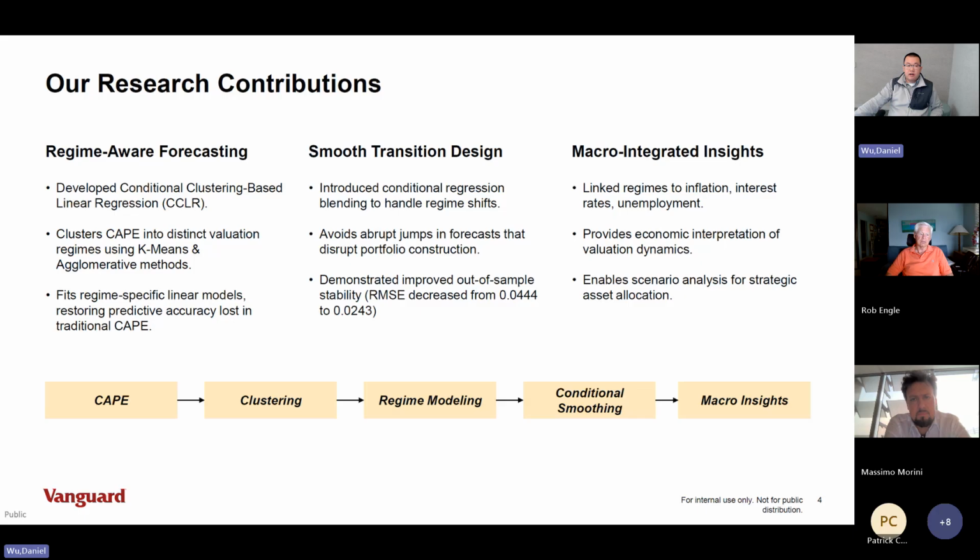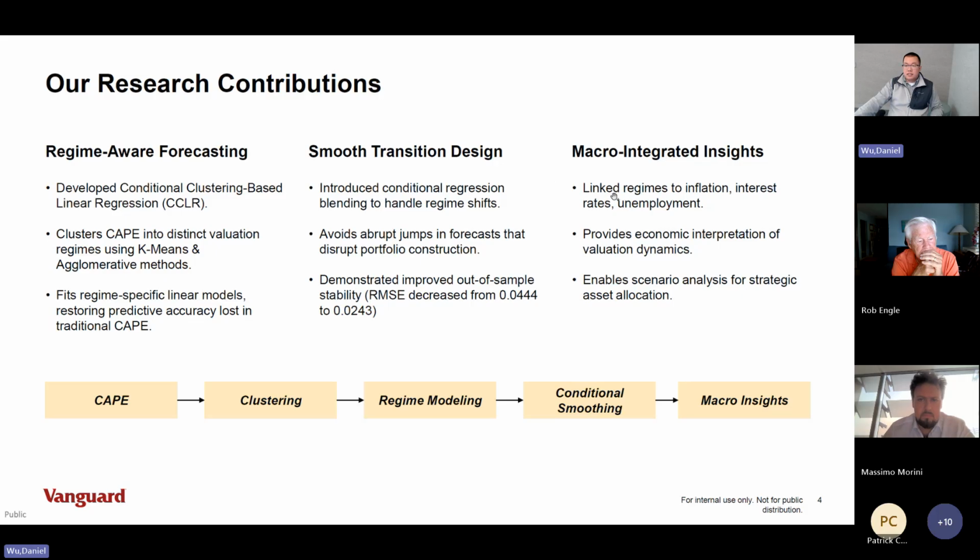CCLR includes two parts. The first part is really CLR, which is to cluster. After we cluster, we build different models, and then we add another C to make it smoothing. So it's really three steps. We cluster into different groups, in each group we regress, and then we smooth that. That's actually what we built. On these two parts, the first part is CLR, and the other part, as I said, is how to build the transition.